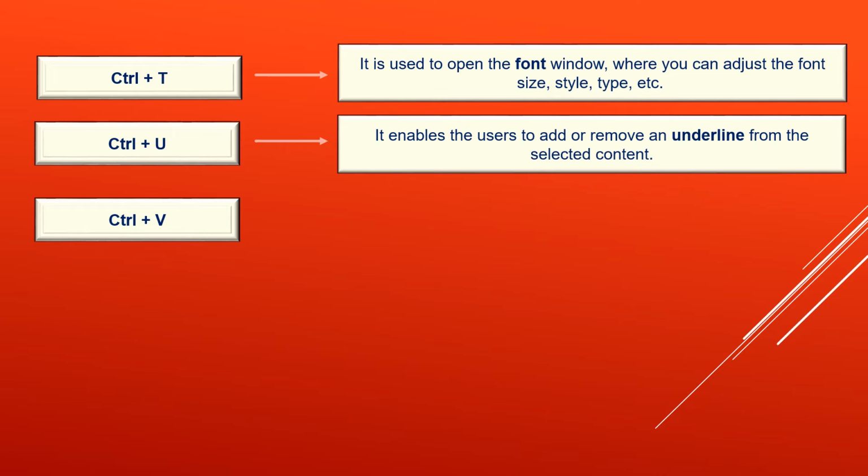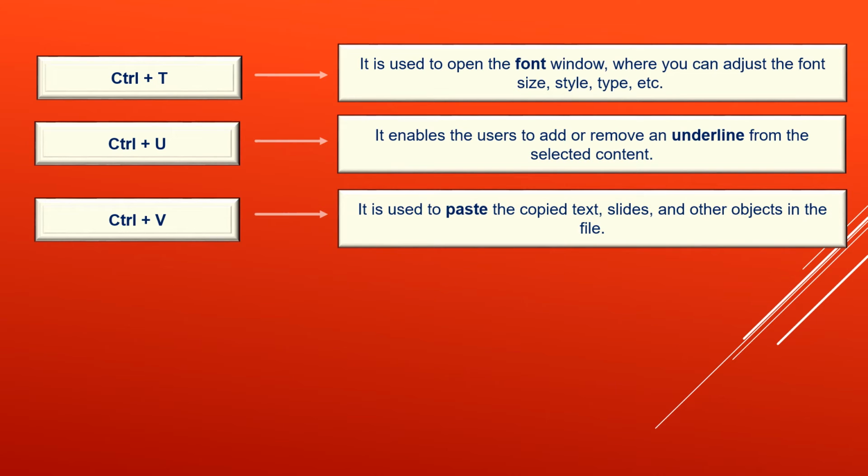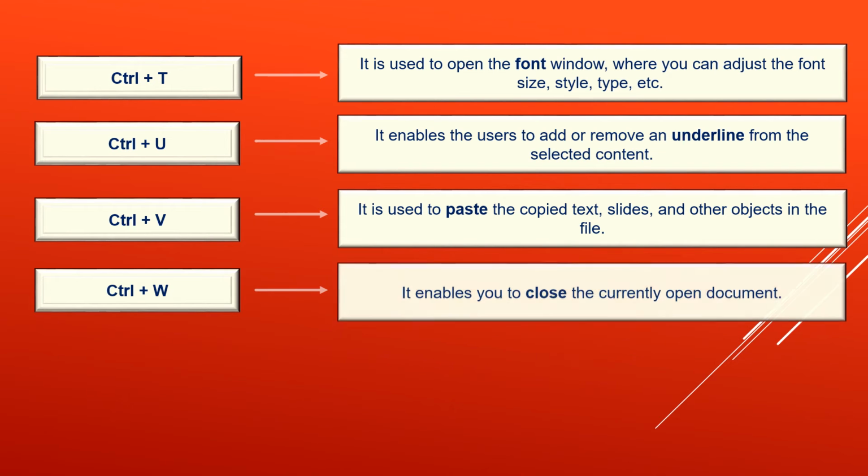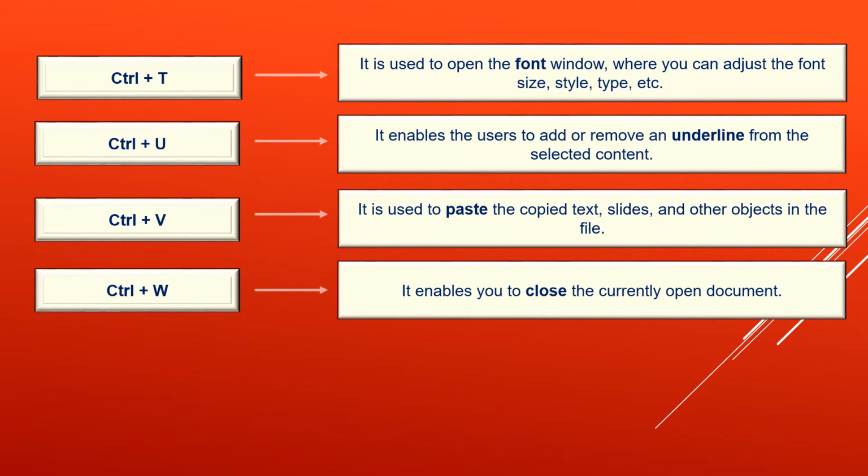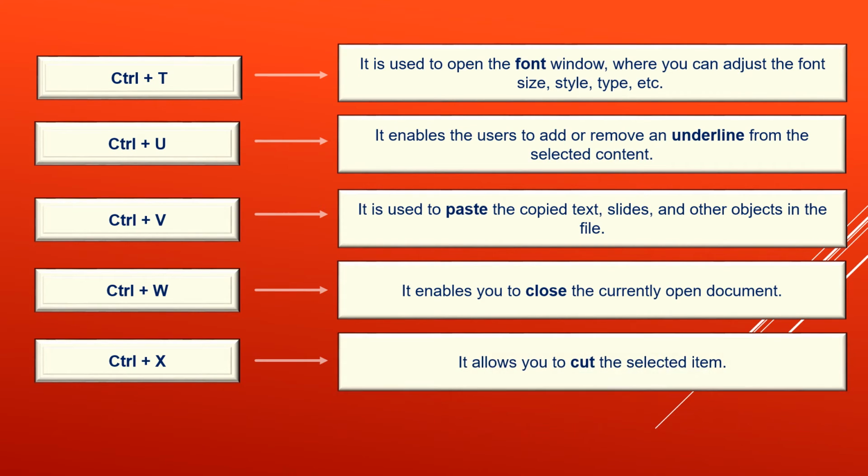Ctrl plus V. It is used to paste the copied text, slides and other objects in the file. Ctrl plus W. It enables you to close the currently open document. Ctrl plus X. It allows you to cut the selected item.